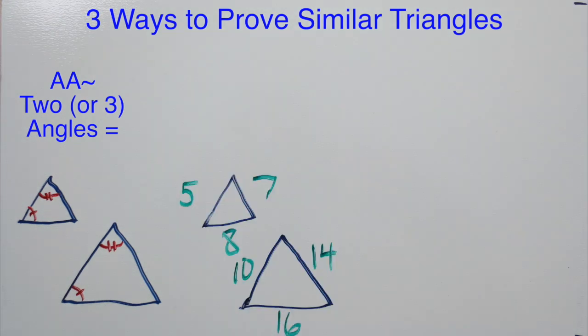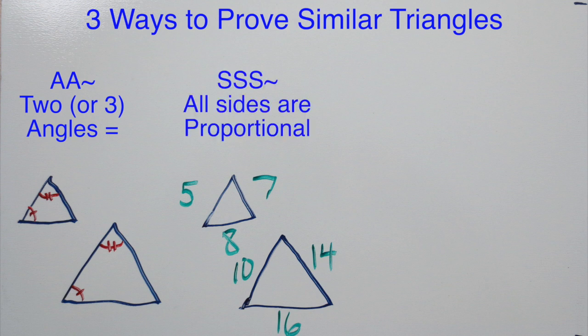All right, the second way that you would say that triangles are similar would be side-side-side similarity. So this means that when you match up all 3 corresponding sides, your ratios are going to be the same, which means all the sides are going to be proportional.